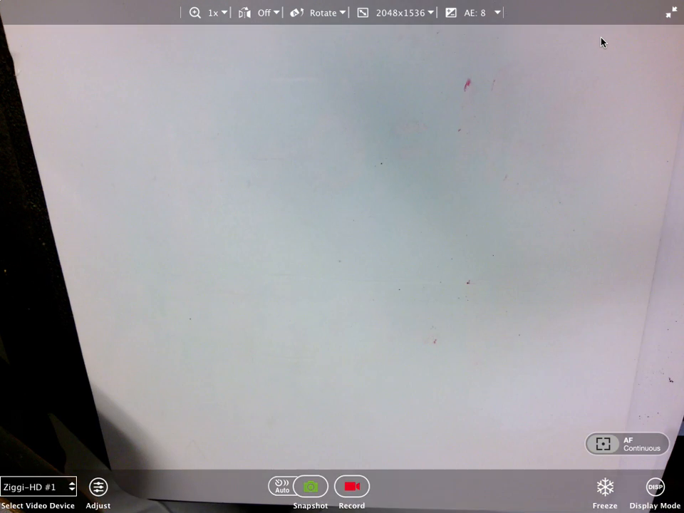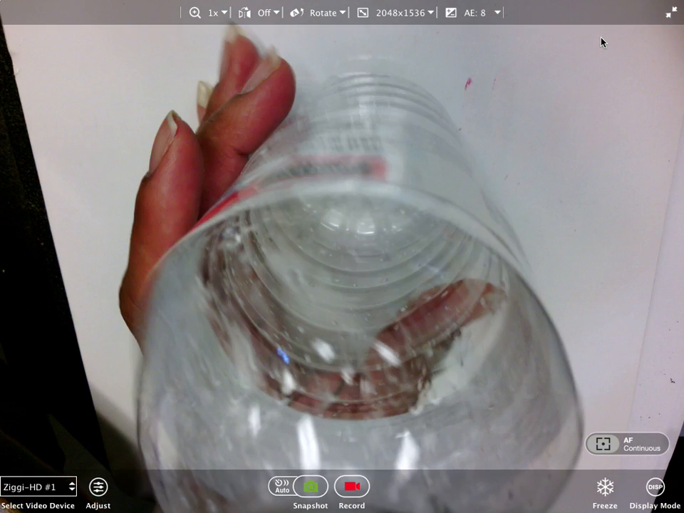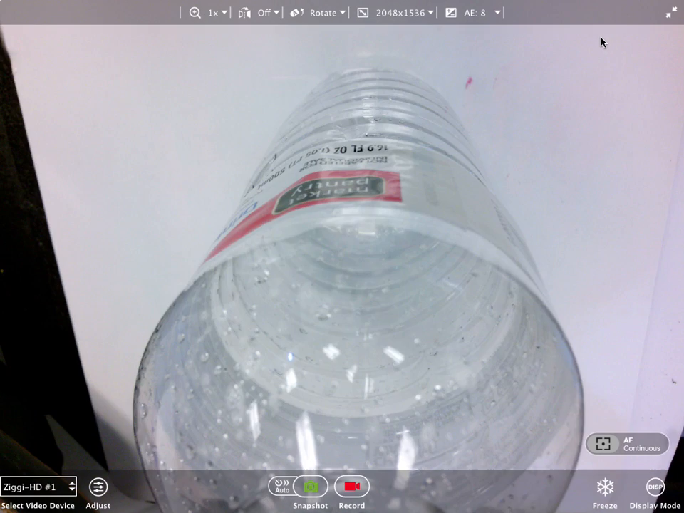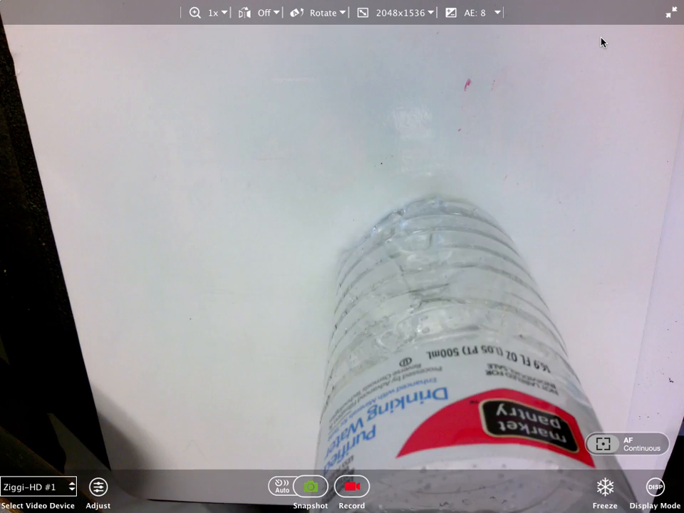All right, so what I have here, I have an empty bottle that I'm going to put some vinegar in. I'm going to add a little bit more vinegar.